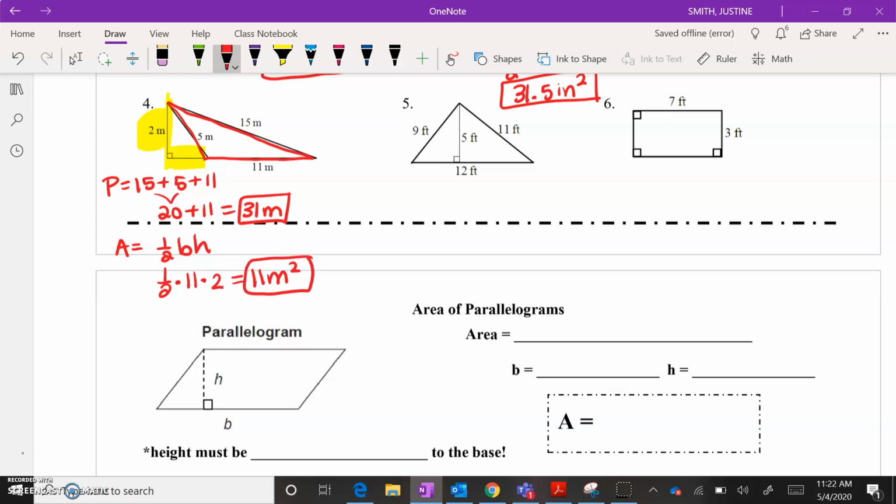For number 5, there's another triangle here. For the perimeter, make sure you're only adding up the outside sides here, so do not include the 5. So 9, 12, and 11 would be the perimeter.